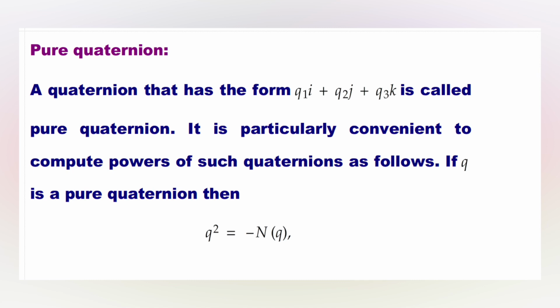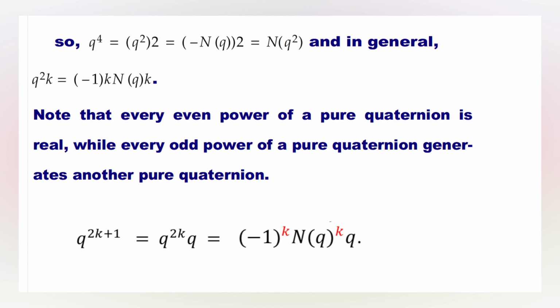If Q is a pure quaternion, then Q square is equal to minus N of Q. So, Q power 4 will be written as Q square the whole square is equal to minus N of Q the whole square, is equal to N of Q square. And in general, Q power 2k is equal to minus 1 power k N of Q power k. Note that every even power of a pure quaternion is real, while every odd power of a pure quaternion generates another pure quaternion. Q power 2k plus 1 will be written as Q power 2k into Q, is equal to minus 1 power k N of Q power k into Q.